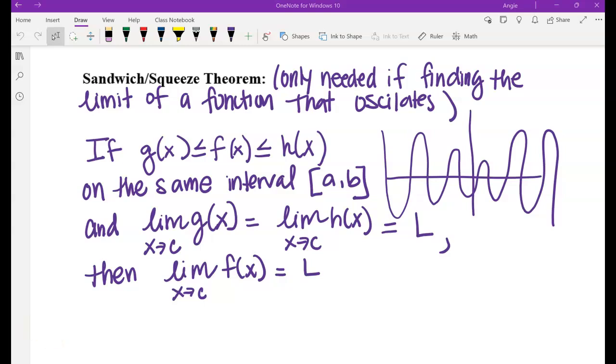Okay, so the sandwich theorem, aka the squeeze theorem, is needed if we are working with a function that oscillates. It states that if g of x is less than or equal to f of x, which is less than or equal to h of x, on the same closed interval from a to b, and if the limit as x approaches c of g of x is exactly the same as the limit as x approaches c of h of x, and they are going to equal L, then the middle function, f of x, the limit as x approaches c of that is also going to be L.